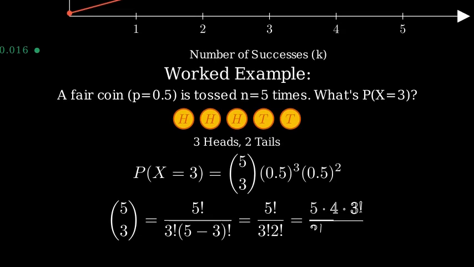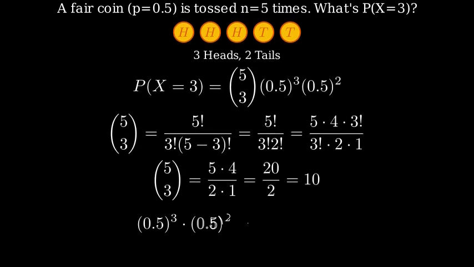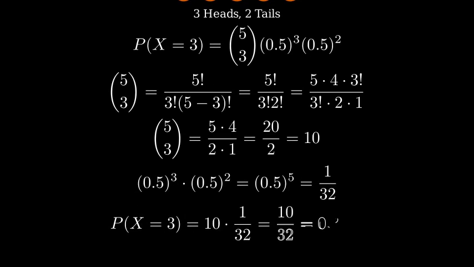First, let's calculate 5 choose 3, which is 5 factorial divided by 3 factorial times 2 factorial. That's 10. Next, 0.5 to the power of 3 times 0.5 to the power of 2 is 0.5 to the power of 5, which is 1 over 32. Finally, 10 times 1 over 32 equals 10 over 32, which is 0.3125.